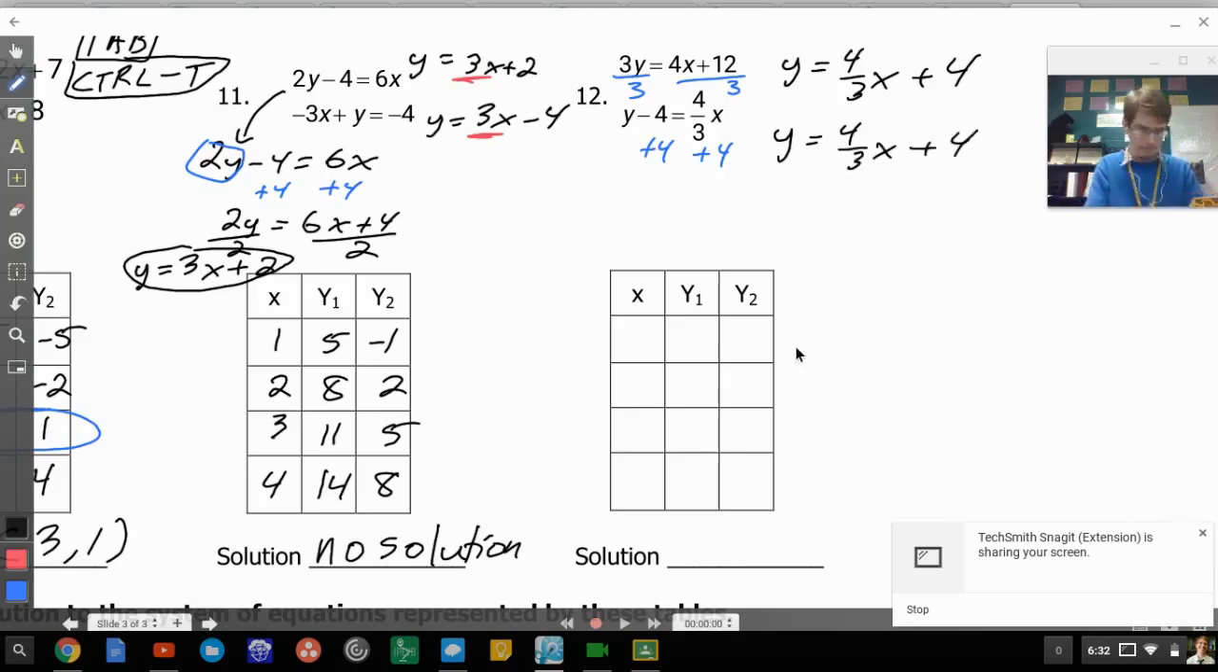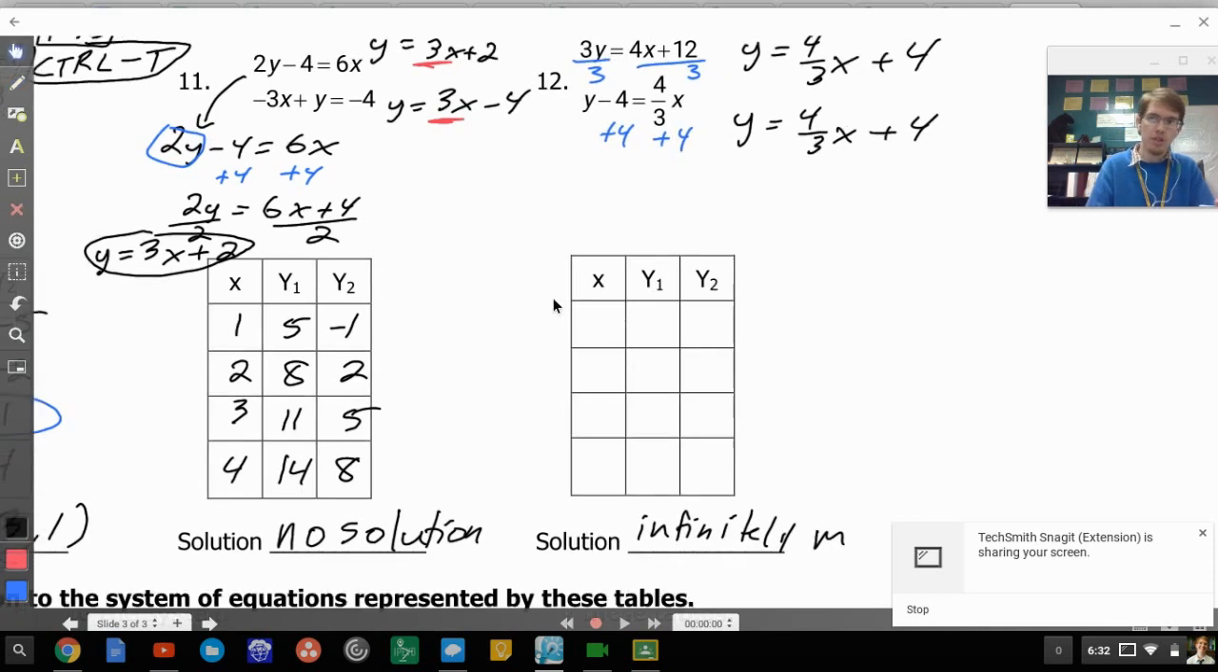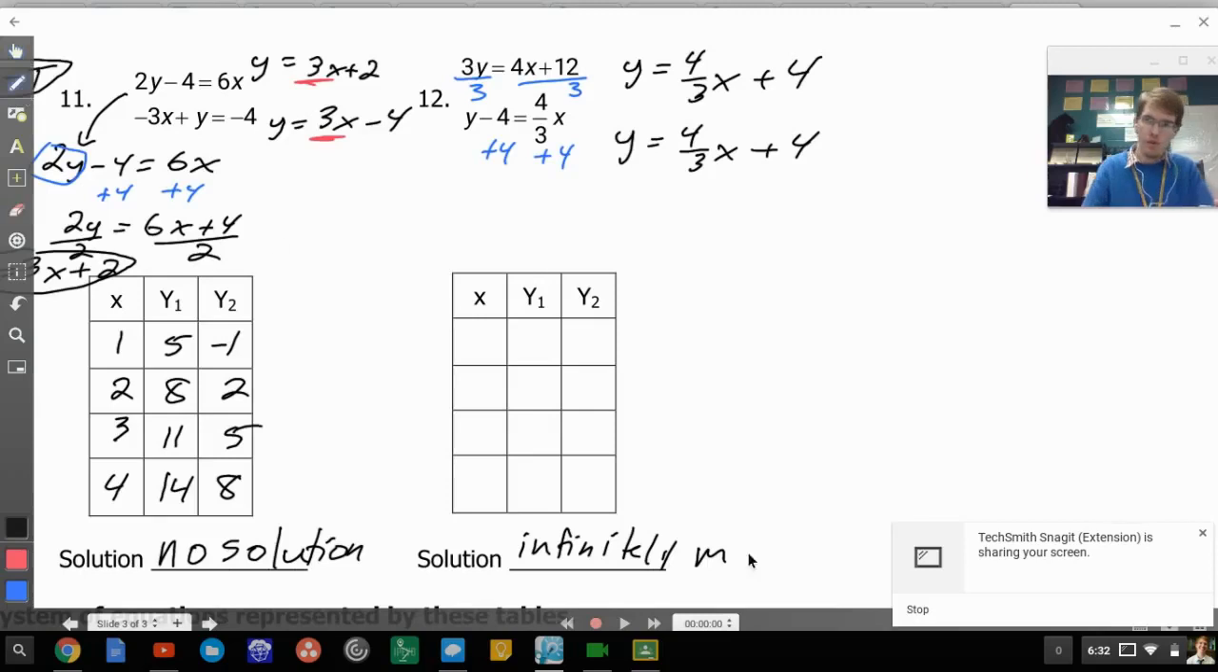Well, it ought to appear pretty obvious to you. These two are the exact same line. So I can already tell you what the solution is. It's actually going to be infinitely many solutions. Because those two are just like they look, they're the exact same line. So wherever one is, the other one is also. So 4/3 x plus 4.